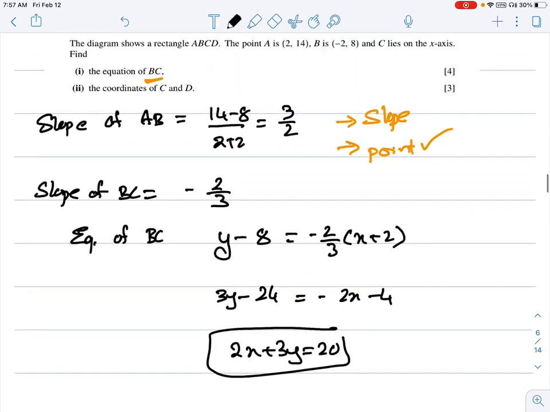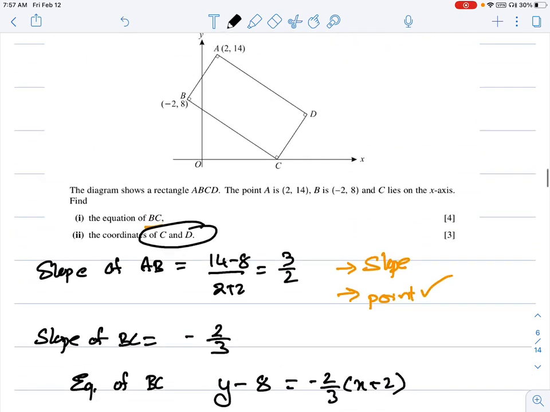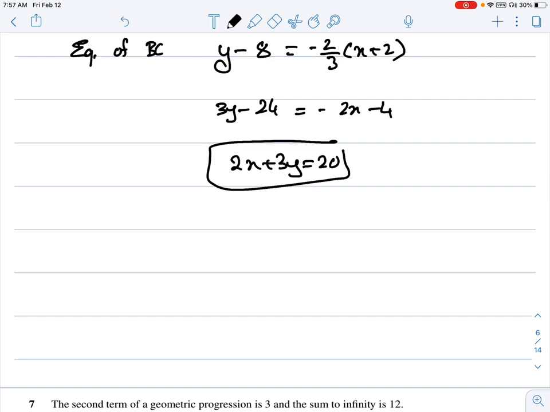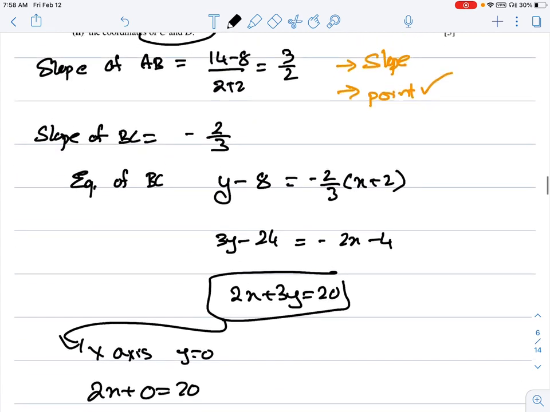That's the first part. In the second part, coordinates of C and D. When we go back to the diagram, we can see C lies on the x-axis. So x-axis means y equal to 0. So plug in y equal to 0: 2x plus 0 equal to 20, x is equal to 20 by 2, x is equal to 10. So C is 10, 0.